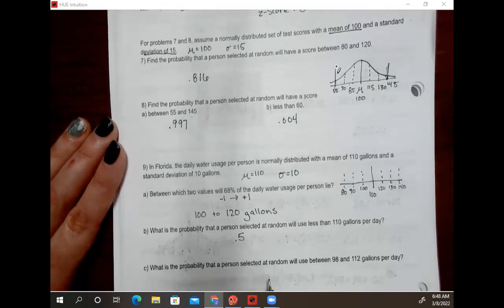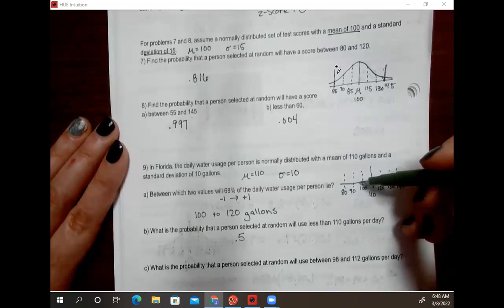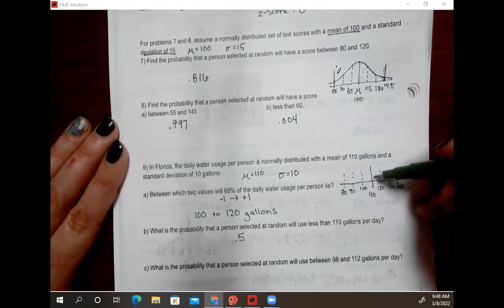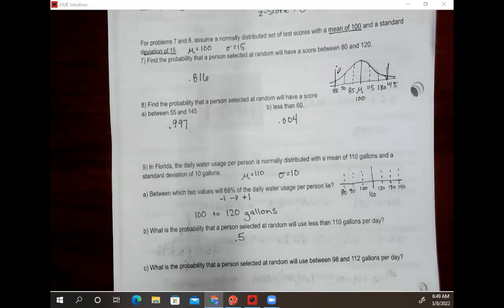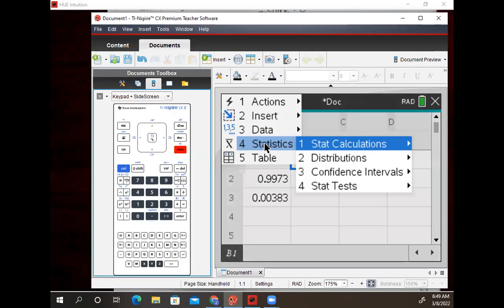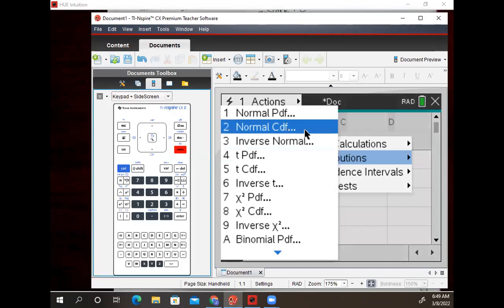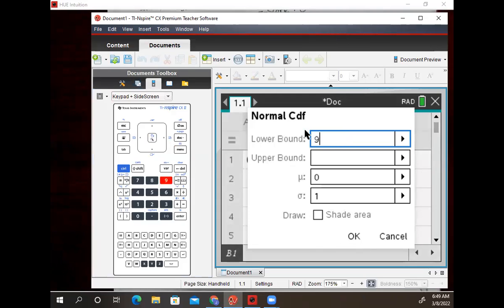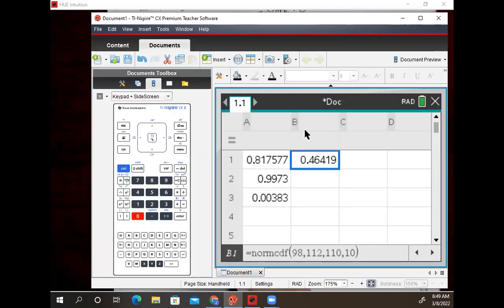And then C, what's the probability that a person selected at random will use between 98 and 112 gallons a day? So just outside here and right here-ish, just ahead of our mean. So this one, I'm going to go back to my calculator. And again, any empty square is fine. Menu, statistics, distributions, normal CDF. My lower bound here is 98. My upper bound is 112. My mean is 110, and my standard deviation is 10. So we get 0.464.